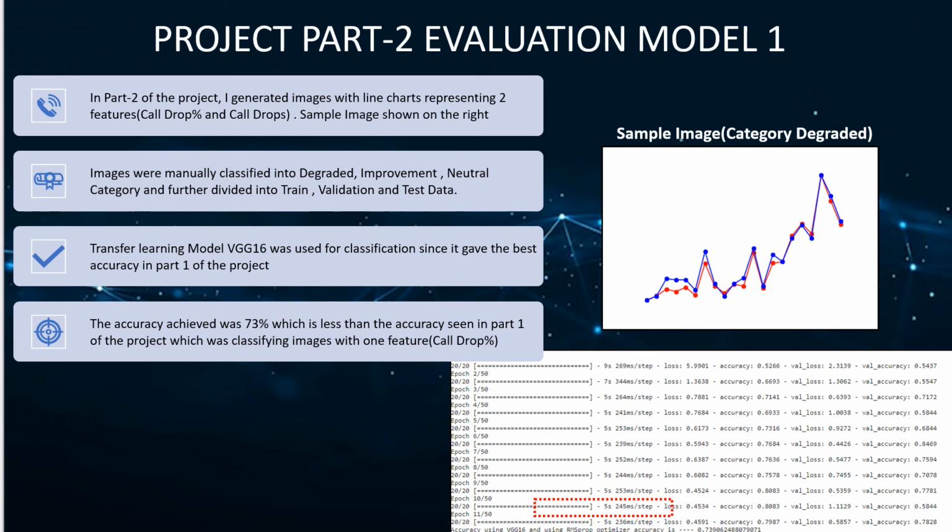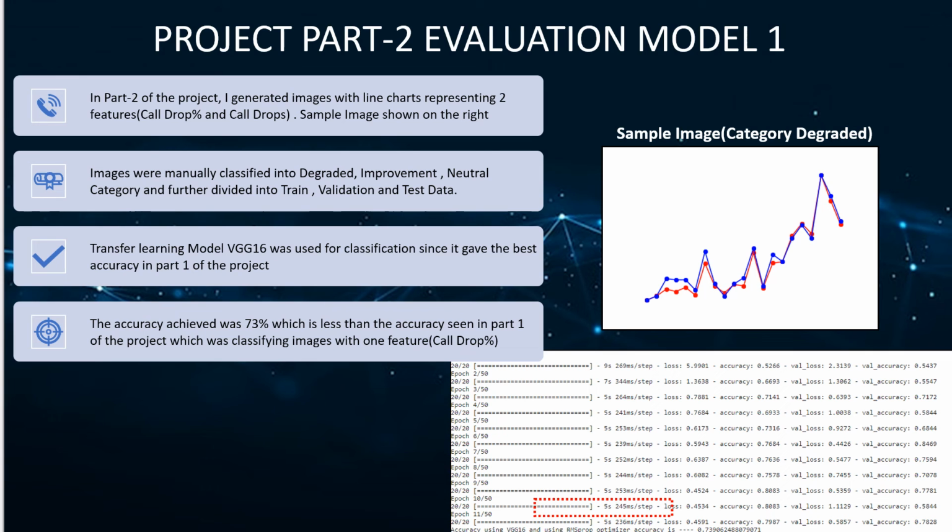So far, I talked about the first part of the project. Now let's take a look at the second part of the project, where the images that are generated have two line charts which represent two features, call drop percent and call drops. A sample image is shown on the right. Once I had these images generated, I classified them into degraded, improvement and neutral categories, and then further subdivided them into train, validation and test data so that the model can get trained on the train data, can validate using validation data, and can be tested on the test data.